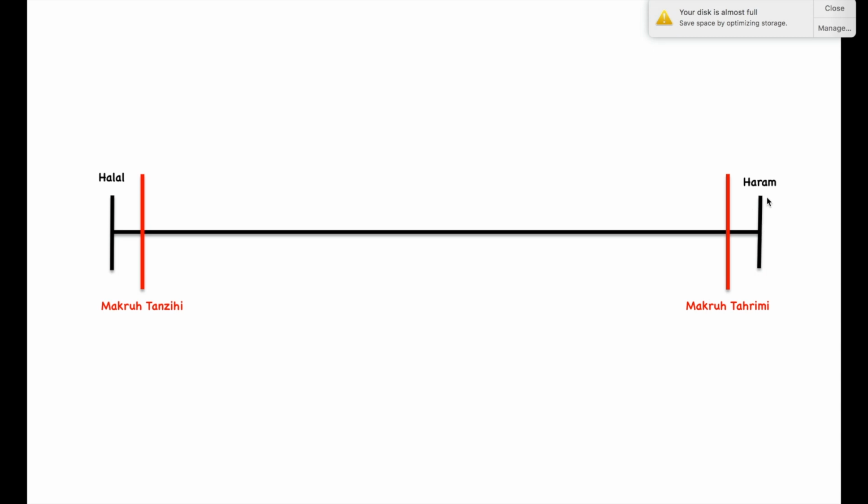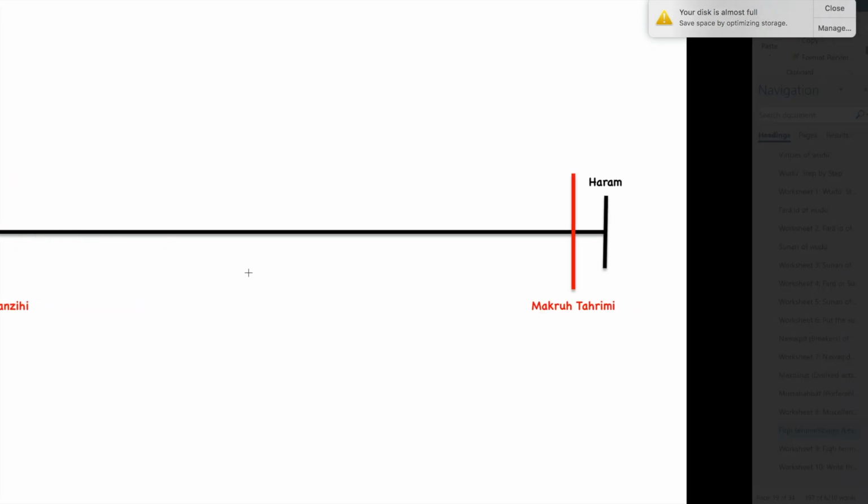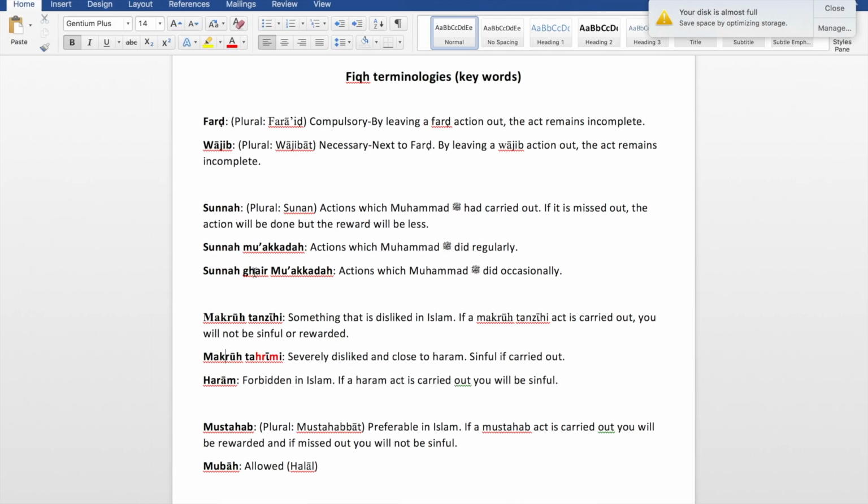So sin-wise, if you do a haram, you'll be sinful. If you eat pork, for example, or drink alcohol, you'll be sinful. Exactly the same way, if you do makruh tahrimi, you'll also be sinful. So in terms of the ruling, these two are the same. And in terms of the ruling, these two are almost the same, in that you won't be sinful for doing it. Okay, so that's just a quick clarification on that.